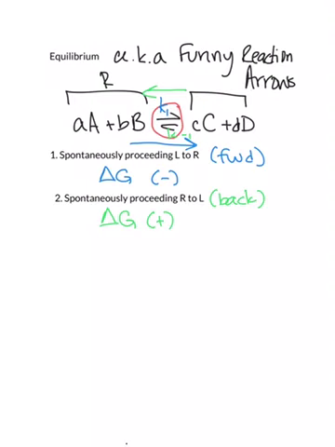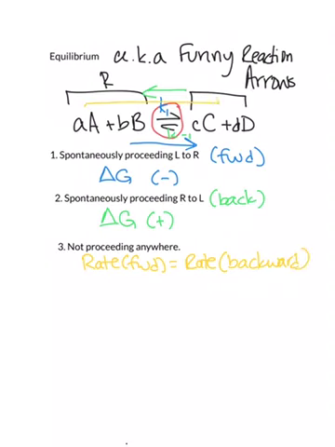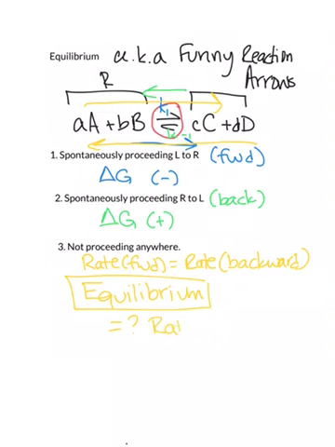Now, our third option is that a reaction is not proceeding anywhere. And what I mean by that is that the rate at which I'm going forward is equal to the rate at which I'm going backward. So the rate at which reactants turn into products is the rate at which the products are turning back into reactants. And I call that state equilibrium. Again, what's equal at equilibrium? The rates. The rate at which I go forward is equal to the rate at which I go backward.